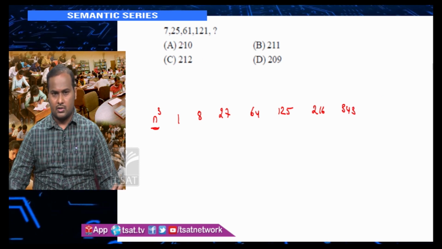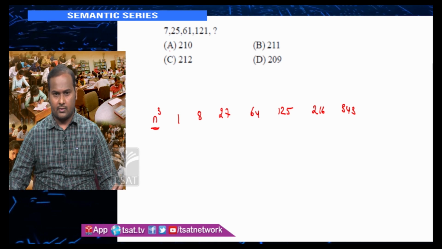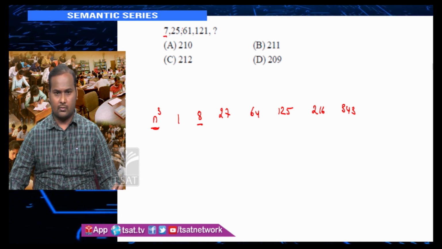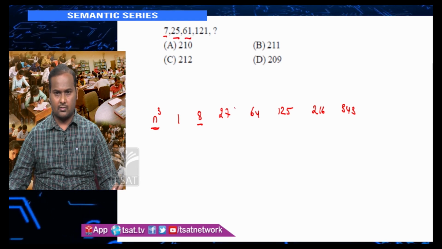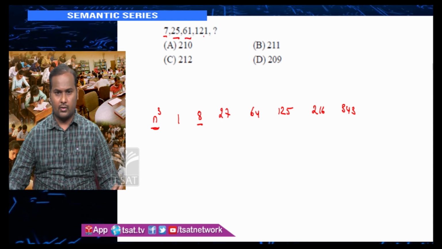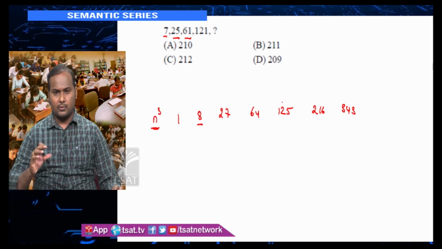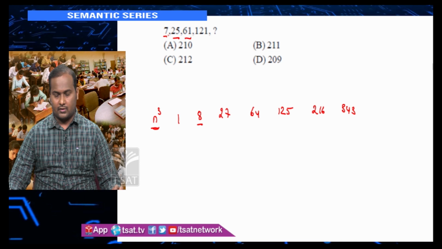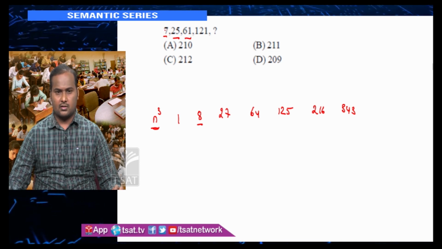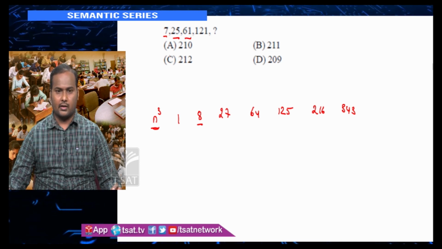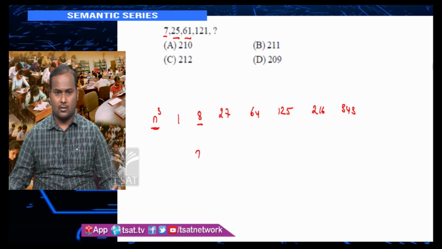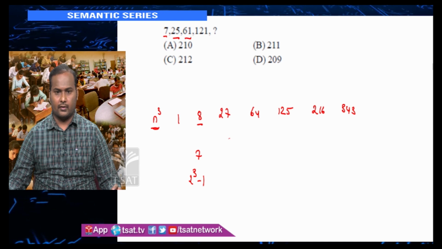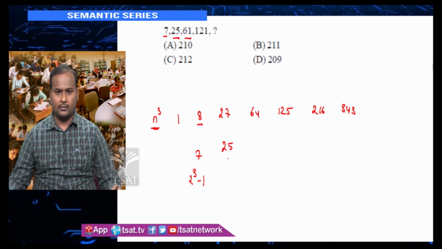See, the moment you see this particular question, here it is 7, here 8. It is 2 cube, here it is 7. Then 27, 25. Here 61, here 64. Here 121, here it is 125. So the moment you see these numbers, in your mind you should think about cubes. So what is the format of this one? See here first, it is given 7. How can I write 7? I can write 7 as 2 cube minus 1. Then it is 25. How can I write 25?